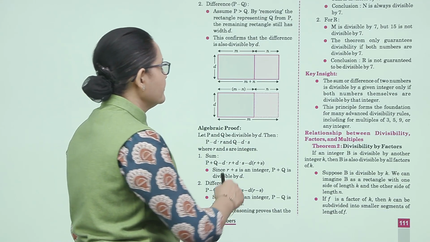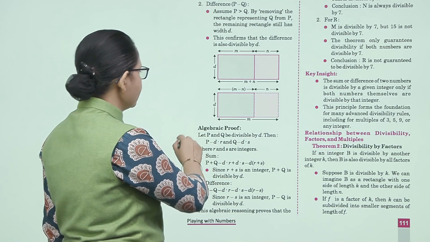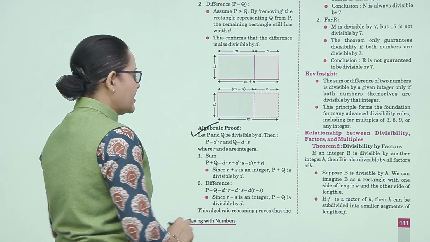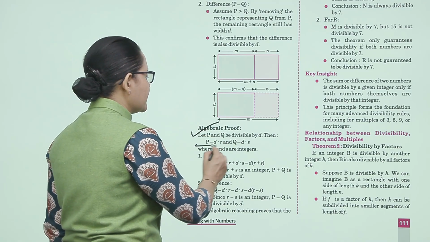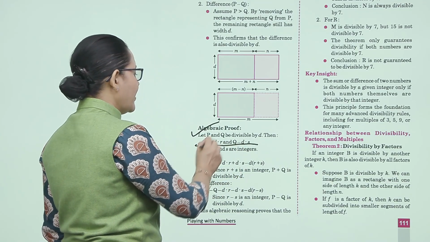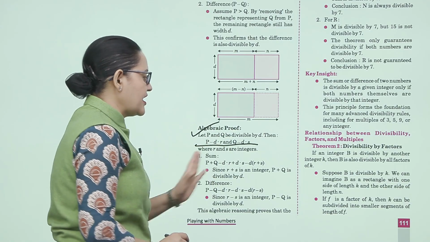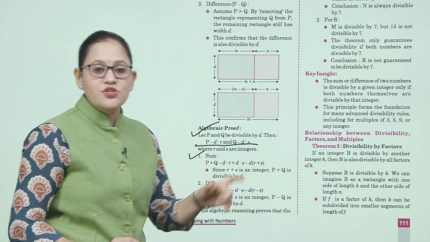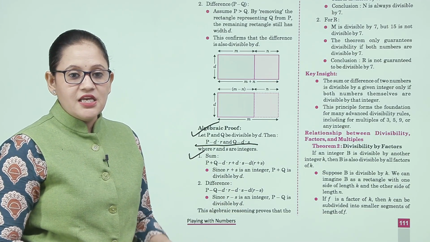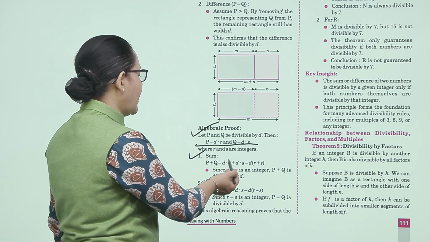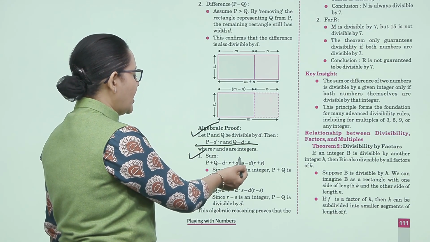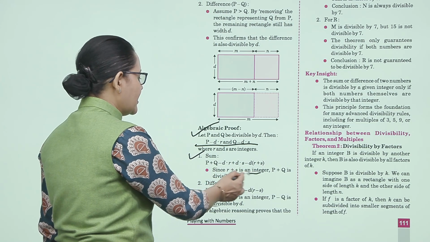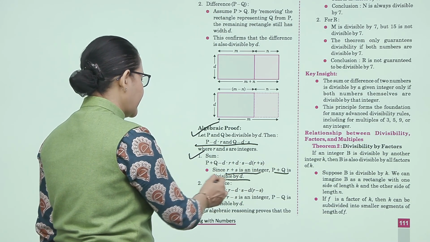Now, algebraic proof. Let p and q be divisible by d, then p equals d into r, q equals d into s, where r and s are integers. Sum, that is p plus q, equals d multiplied by r plus d into s, which is d times (r plus s). Since r and s are integers, p plus q is divisible by d.